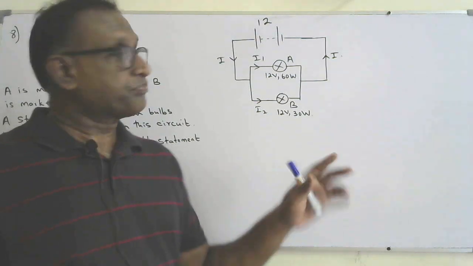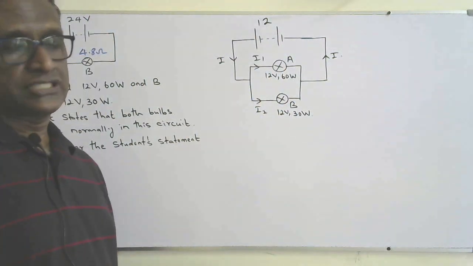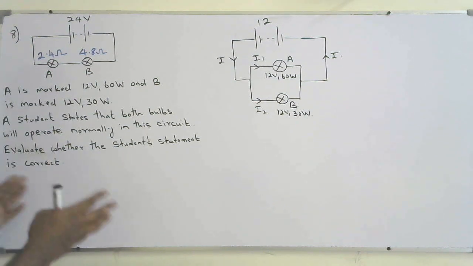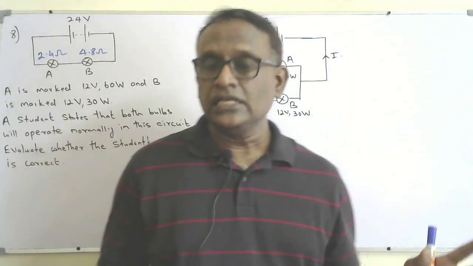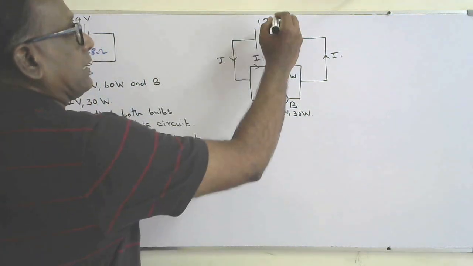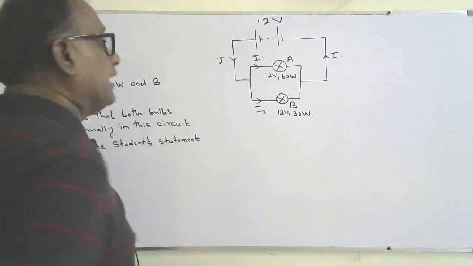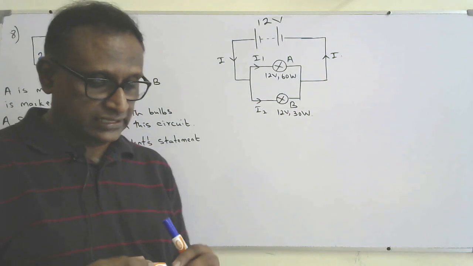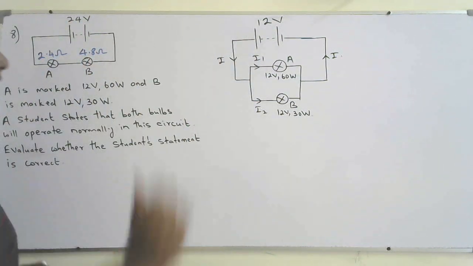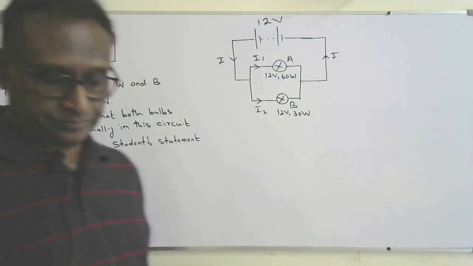If you have a 12 volt power supply, then they will be in normal condition. That's not the question, but you can have it like this. If you want to use both bulbs in normal condition, you should connect them in parallel to a 12 volt power supply, then they will be in normal condition, but that is not in the question. Anyway, I just told you that you can connect them in parallel with a 12 volt power supply.